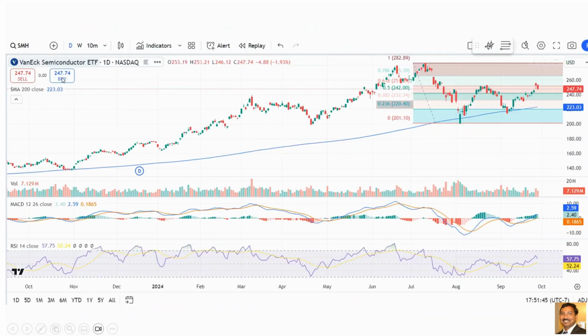And this is SMH, the semiconductor ETF. It was also rejected at the 0.618 Fibonacci level, like the 251 level, and now it is coming back to the 247 level. If it comes down, then 242 is one support and 232 is another support. 220 acts as a very good support level here, because it is a previous resistance level, and after that it acts as good support. It looks like it is coming to the 220 level.